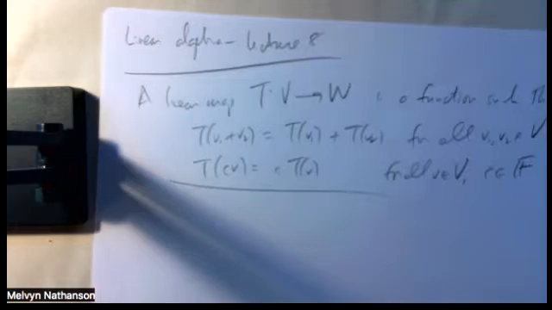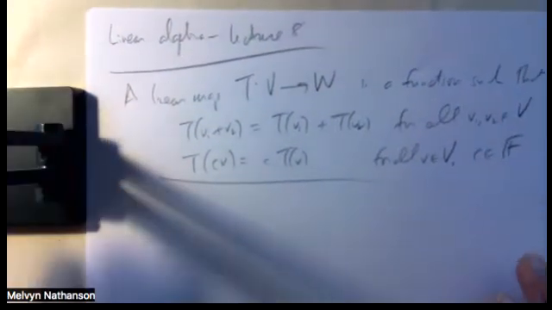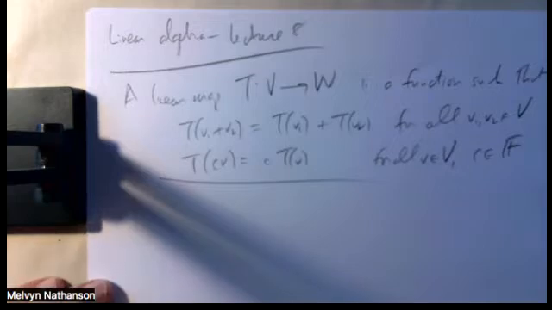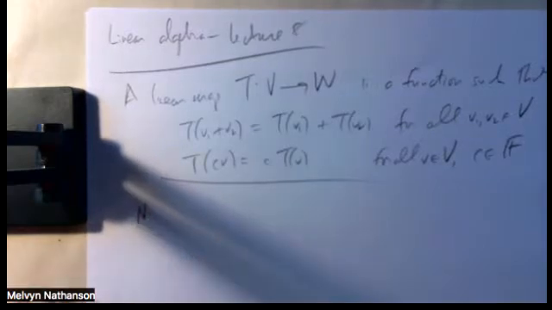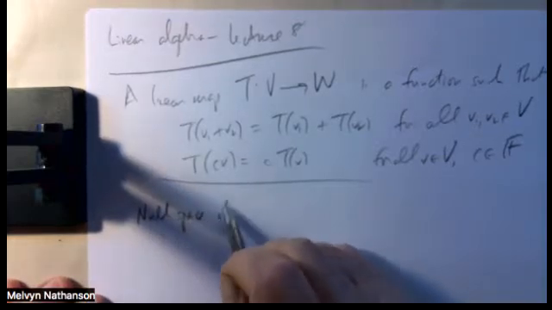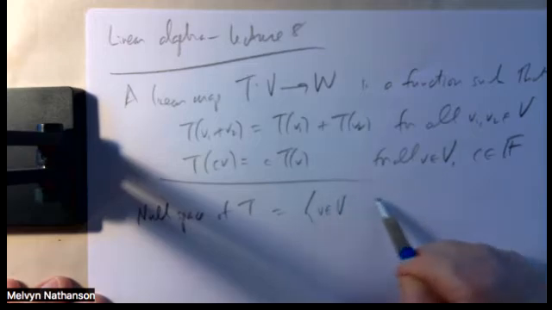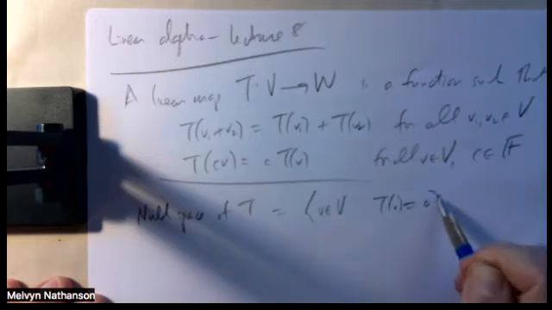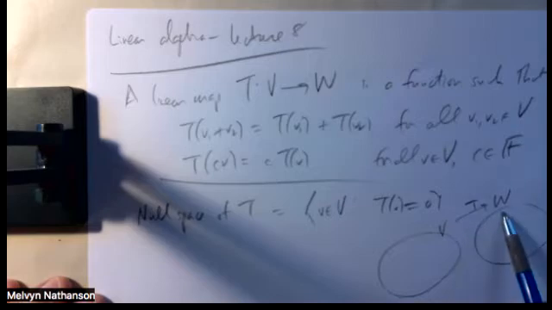So really, we spend the whole rest of the semester studying linear maps. And what is called the null space of T is the set of all vectors in V such that T of V is 0 in W. So we always have this picture. Here's V, here's W. Here's this map T from V to W.